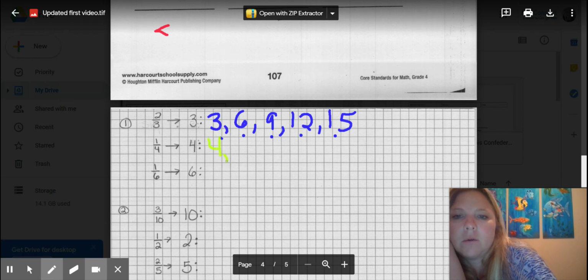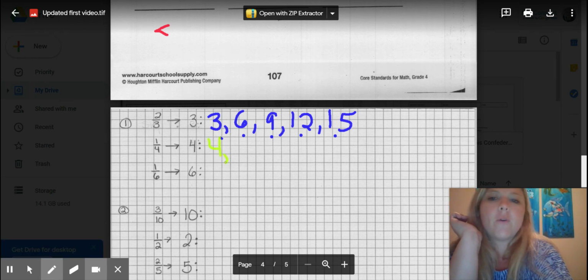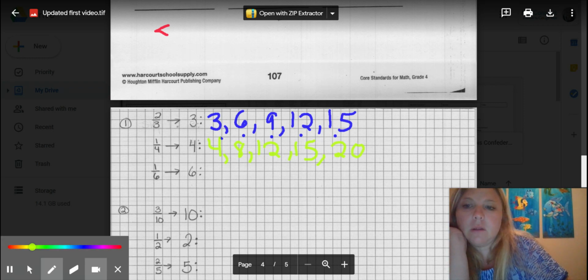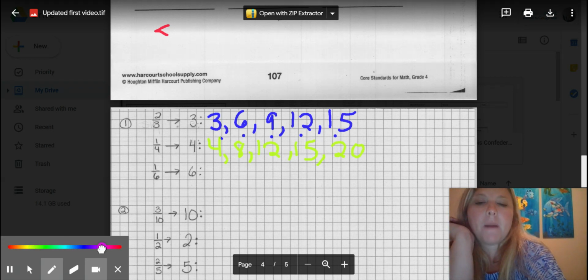So we have 4, 8, 12, 16, and 20. Okay, I don't love that color. Let's quickly change to another color here. Now we're going to skip count by 6s.